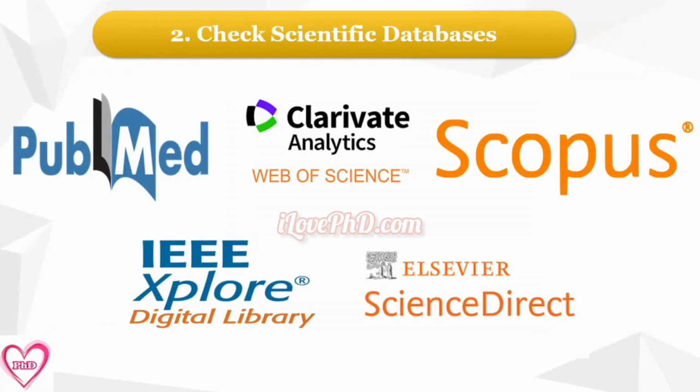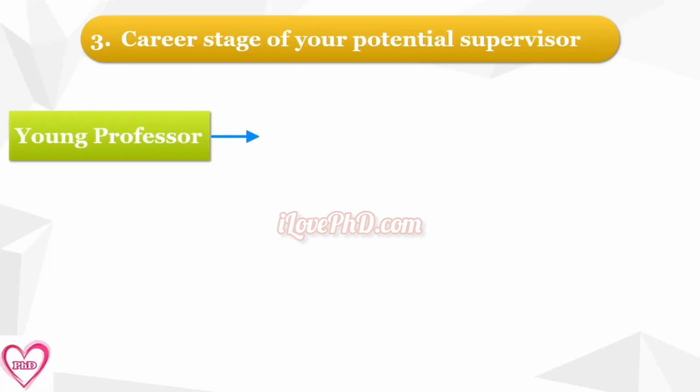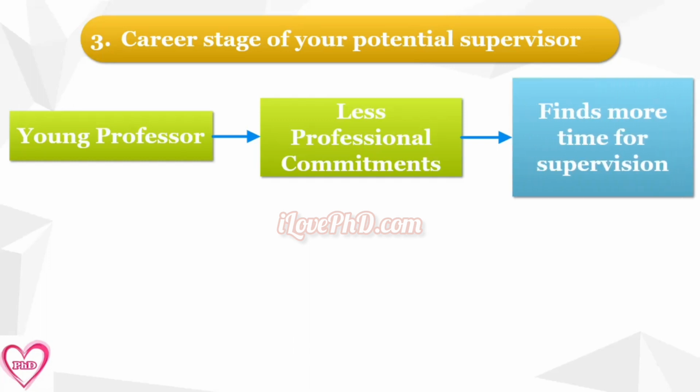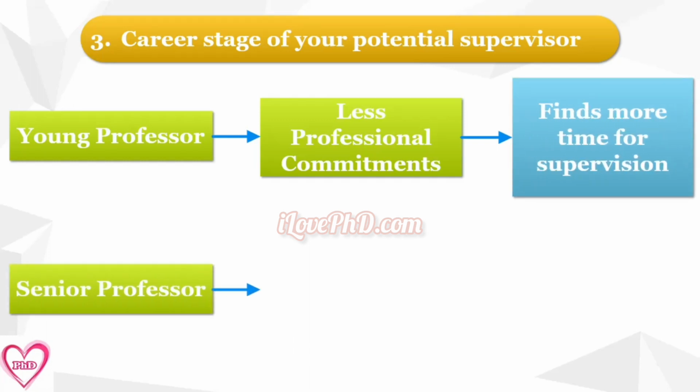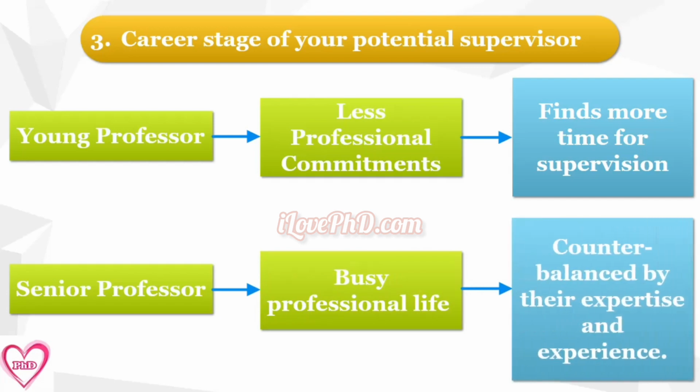Check scientific databases. They will give you lots of data with which you can refine your search. This allows you to look for the most cited articles and thus helps to choose who the leading researchers are. Then look at what career stage your supervisor is at. A professor at the beginning of their career might have fewer professional commitments and therefore they can find more time to supervise you. A senior professor may have a busy professional life, but this could be counterbalanced by their expertise and experience.